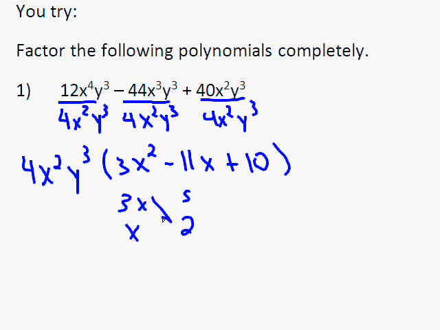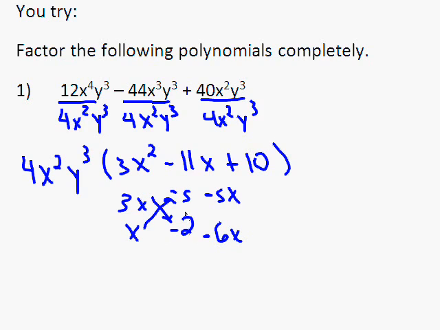So next thing I'm going to try is multiply diagonally. 3x times 2 is 6x. X times 5 is 5x. When I add those together, I do get 11x, but I need a negative 11x. So I can change my signs. Give me x times negative 5, which is negative 5x. 3x times negative 2 is negative 6x, which does add to negative 11x.